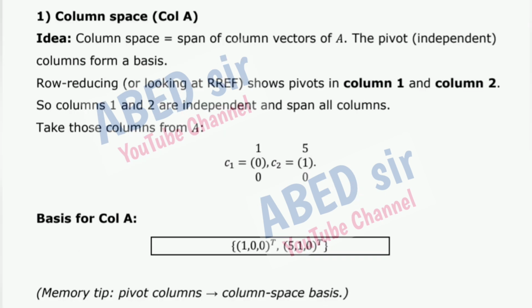1. Column space, kernel A. Idea: column space is equal to the span of the column vectors of A. The pivot, independent, columns form a basis. Row reducing or looking at RREF shows pivots in column 1 and column 2. So columns 1 and 2 are independent and span all columns. Take those columns from A.